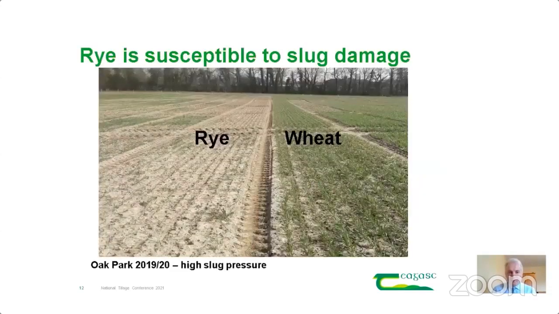In terms of the slug damage, this was from a very high-risk situation last autumn, where we had both rye and wheat sown on the same day at roughly the same seed rate. And you can see on the left, the rye was quite badly damaged compared to the wheat. But the plants are still there. The slugs continue grazing the crop over the winter period, but the plants are still there, and the crop recovered afterwards.